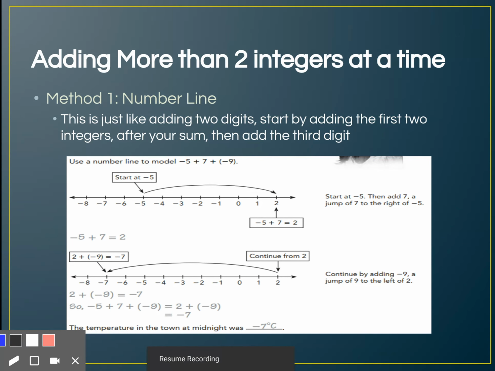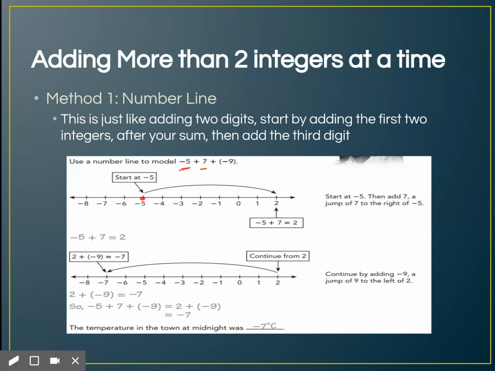When adding more than 2 integers at a time, we're going to use the exact same process, no matter what method you choose. The only difference here is that we're going to start with the first 2 numbers, follow the method. Once we get the answer from adding our first 2 digits, then you'll incorporate the third. So negative 5 plus 7 plus negative 9, you're going to start where your first digit was, negative 5.